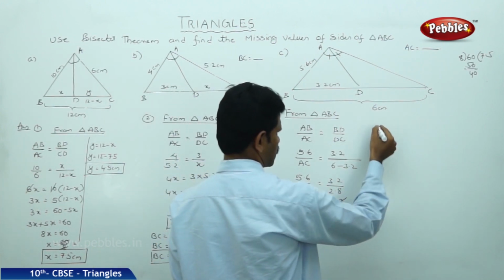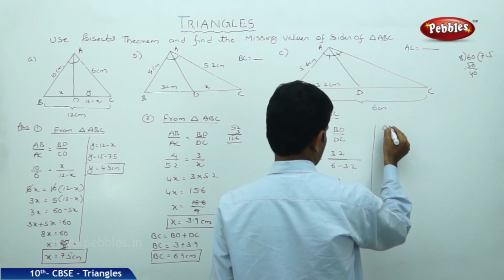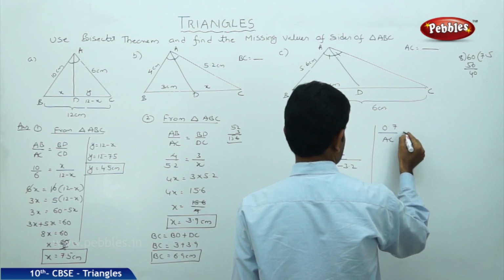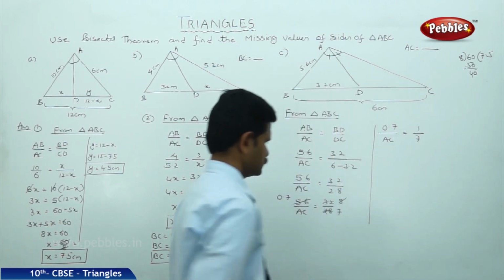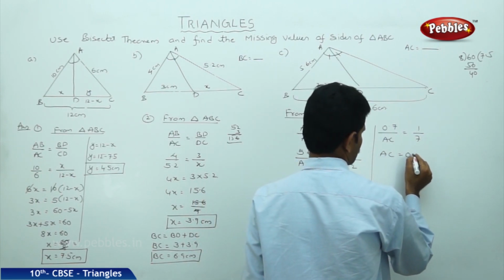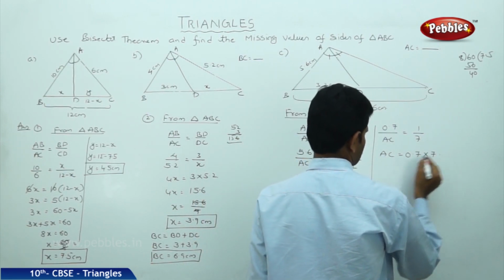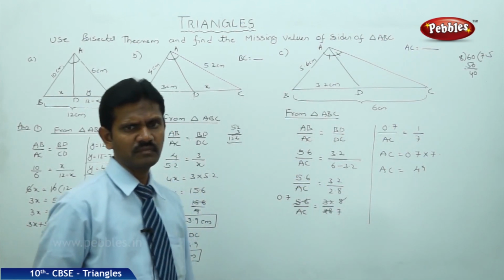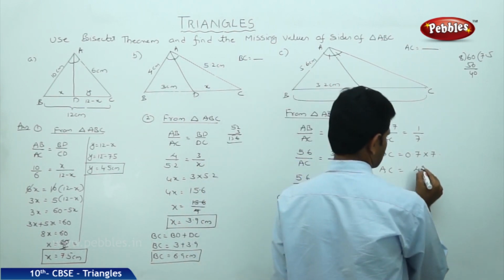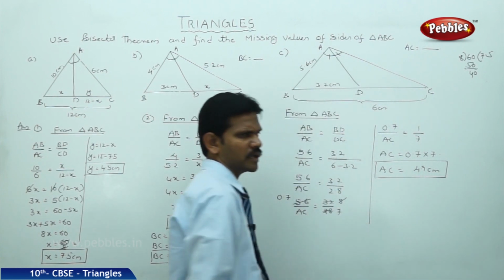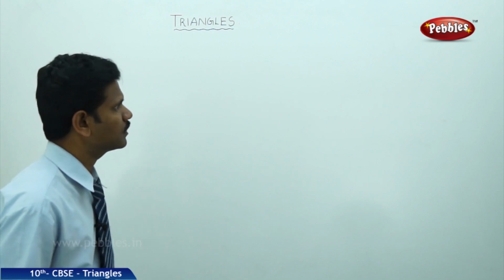Now the required part is 0.7 by AC is equal to 1 by 7, that is AC is equal to 0.7 into 7, that is AC is equal to 49. Now one decimal place, therefore the value of AC is 4.9 centimeters. Let us see the next example.